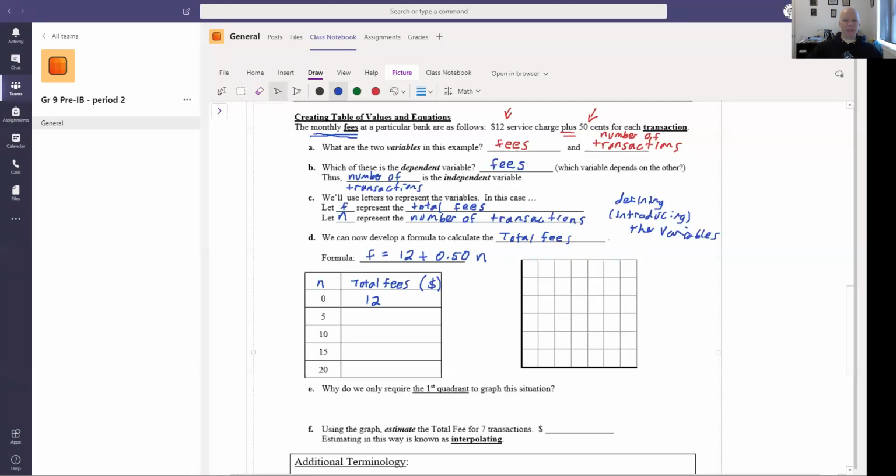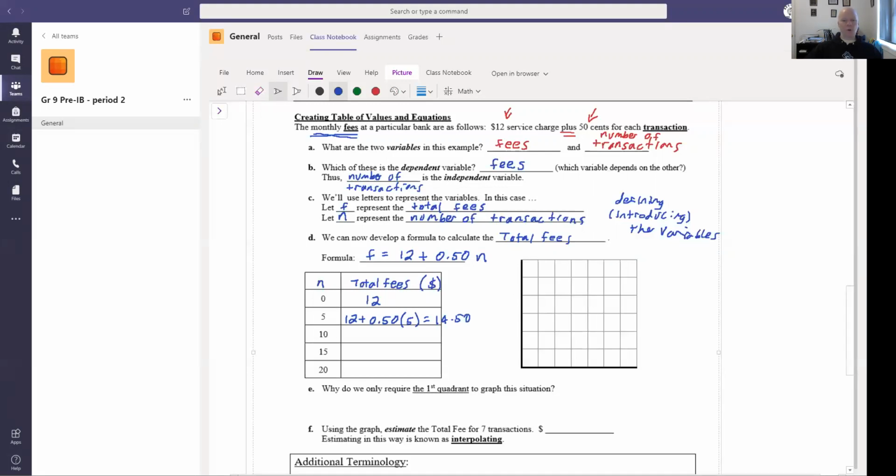If you use the bank 5 times, you do 5 transactions. Well, 5 times 0.5, so we're going to start off with our $12 fee plus 50 cents per transaction multiplied by 5 transactions. So 50 cents times 5, if you count out 50 cents 5 times, that's $2.50. Add that to 12, and we get $14.50.